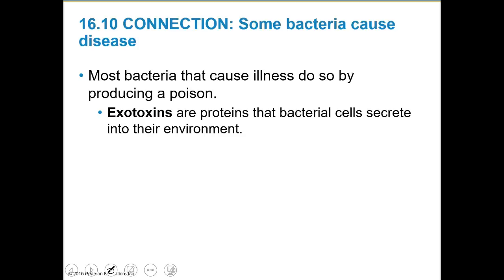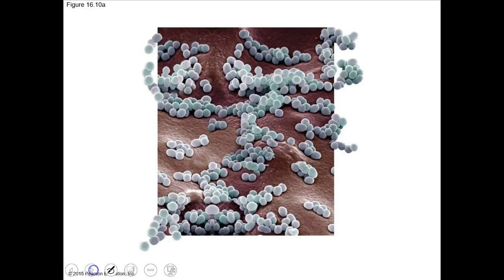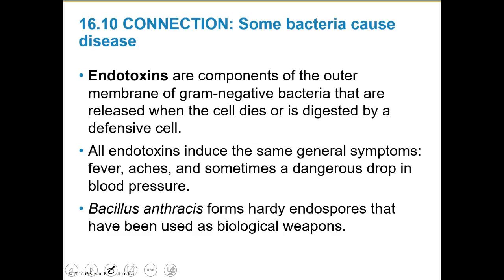Most bacteria that cause illness do so by producing a poison. So exotoxins are proteins that bacterial cells secrete into their environment. Exo is exit, so it's a toxin that is exiting out of that particular cell. You don't need to know all this too much either. We're going to stick with the basics and knowing what those 5 types are, but at least we'll get exposure to a few other things.